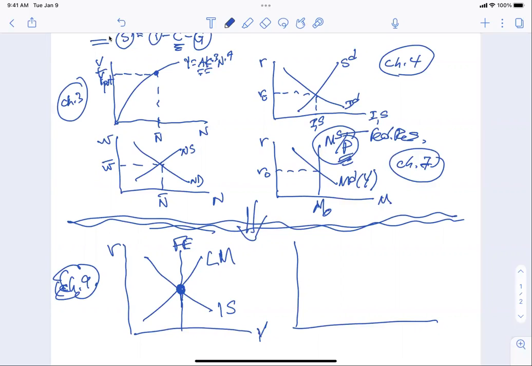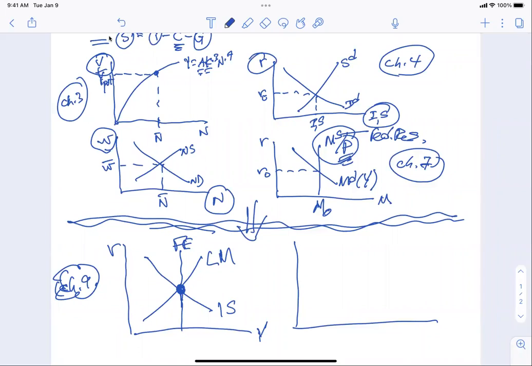So from our model, what can we figure out? We can figure out the real wage, employment, GDP, investment and saving, and the real interest rate. Those are our variables. So that's what you see in the homework question. That's what you'll see on the exam. What happens to each of those variables?